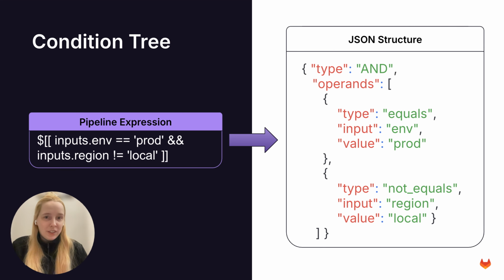Here's what the condition tree looks like. On the left, we have the expression as you write it in YAML. Inputs.env equals prod and inputs.region not equals local. On the right is a JSON tree that gets sent to the frontend. It has a type of and two operands, an equals comparison and a not equals comparison. The frontend walks this tree and evaluates it against the current form values to determine which rule matches.